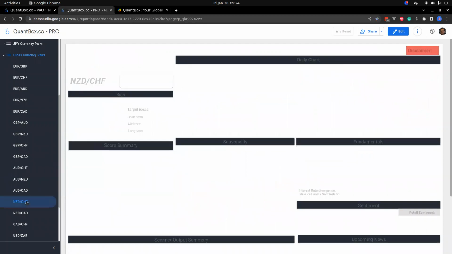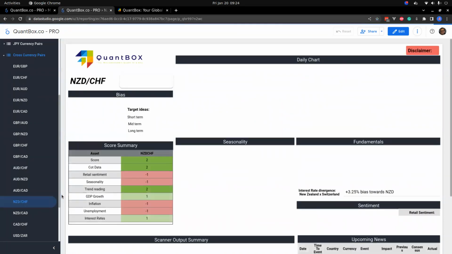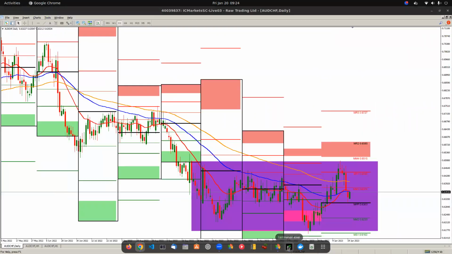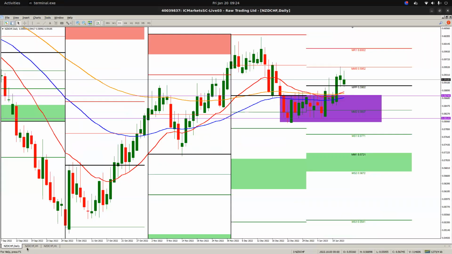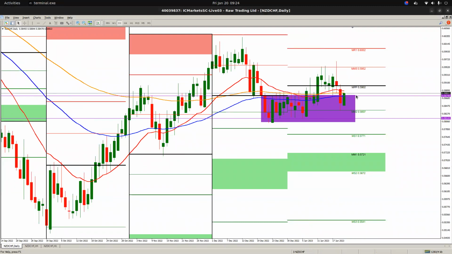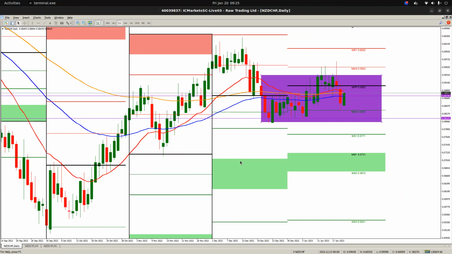Let's look at Kiwi Swissy. Kiwi Swissy coming through neutral. Let's take a look at the profile. Okay, let's just extend this range. We drew this range over here, but you can see price came back in, price came back up, price came back in. What I'm going to do now is just extend it like that. Now we've got a new top of the range. Currently, it's flat, sideways.